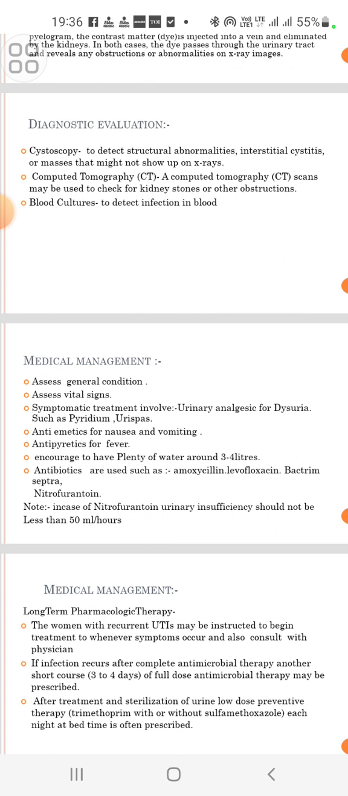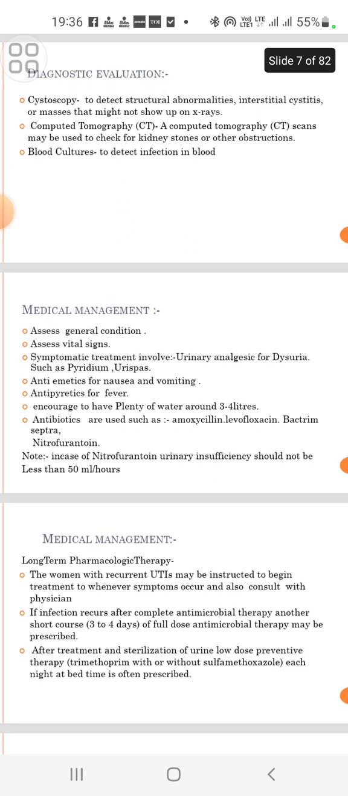But it should be kept in mind while giving nitrofurantoin that the patient should not have renal failure or a similar problem. If the patient has less than 50 ml urine output in an hour, then nitrofurantoin is a problem. So it is avoided in people who have renal failure.